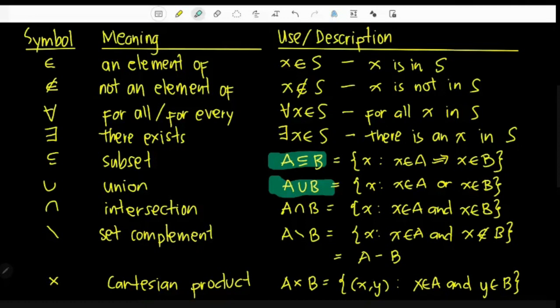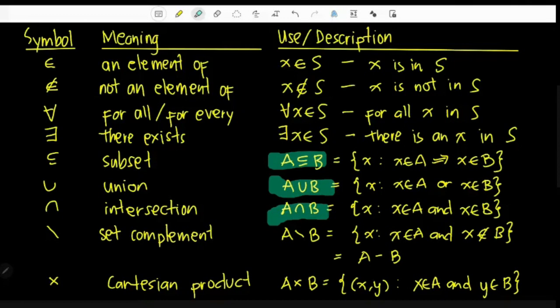On the other hand, the intersection is denoted as a cap. So, cap, parang sombrero, pabaliktad nung union. So, that's A intersection B, is the set containing all x such that x is in A and x is in B.